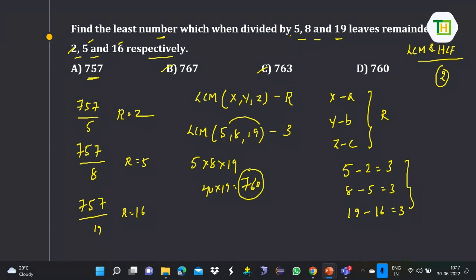But I want the remainders 2, 5, 16. So you have to subtract this 3 from the LCM of the given numbers. So 760 minus 3 is equal to 757. So the answer for this question is option A. So one way is to solve these types of questions through option verification, and the second is through conditions. If you remember the condition, you will definitely get this type of question in less than a minute. Okay, is it clear, everyone?